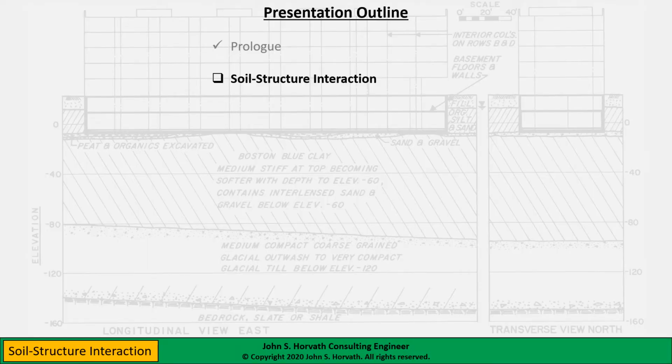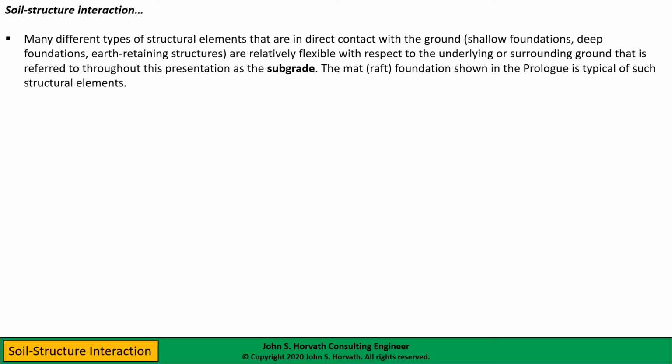I want to start off with some basic terminology and notation. To begin with, with regard to what I call soil structure interaction, there are many types of structural elements that are in direct contact with the ground, and this could be a shallow foundation, deep foundation, some type of earth retaining structure, where the structural element is relatively flexible with respect to the ground. And we refer to the ground in these applications as the subgrade. The mat or raft foundation that I just showed you in the prologue is very typical of such structural elements.